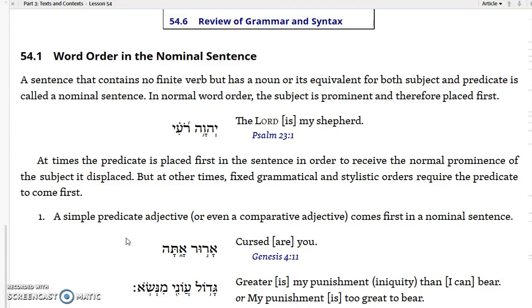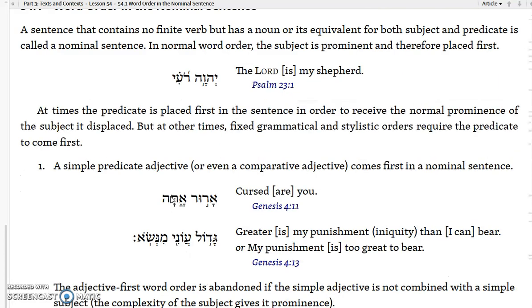A sentence that contains no finite verb but has a noun or its equivalent for both subject and predicate is called a nominal sentence. In normal word order, the subject is prominent and therefore is placed first, as in Psalm 23:1, Adonai Ro'i, the Lord is my shepherd. At times, the predicate is placed first in the sentence in order to receive the normal prominence of the subject it displaced, but at other times, fixed grammatical and stylistic orders require that the predicate come first.